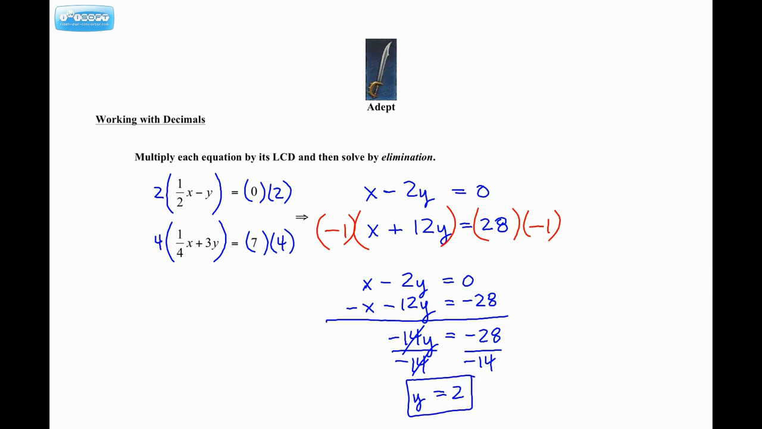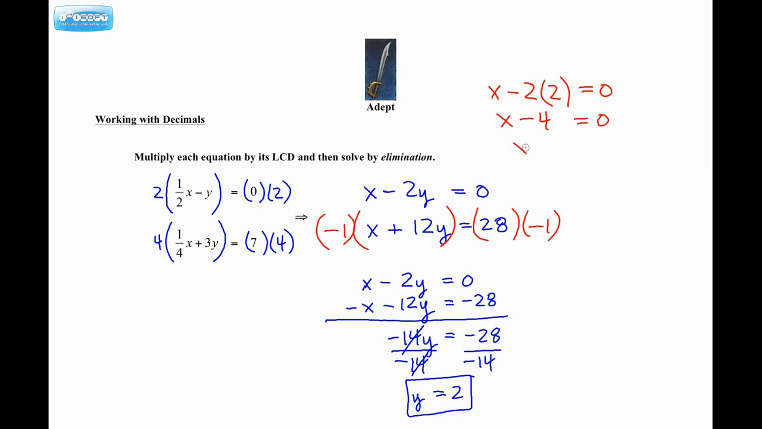But we need to solve for x, so let's do that right now. I will do this one in red. I'm going to use this one over here, x minus 2y equals 0. So x minus 2y, and I'll just replace y with 2. That is equal to 0. Well, that just means x take away 4 is 0, or another way of saying that is x is equal to 4. Right? So that is the solution to our system. This should be review anyway.